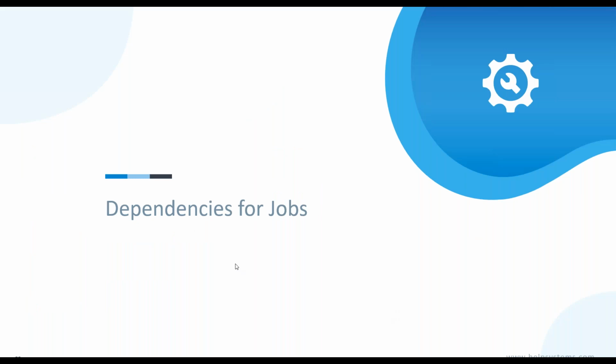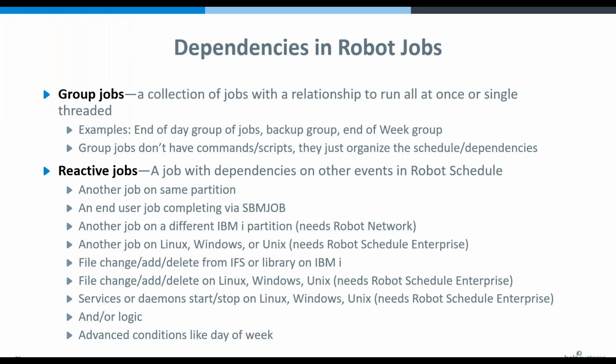Okay. All right. You might have to do the demo, but let's talk about dependencies, because this is a huge part of the product. And in some cases, I think it's a little bit underutilized at some of the customer locations that I do some health checks on. So what can you do with dependencies? There are 2 types of dependency processing inside of Robot Schedule. One is called group jobs, and the other one is called reactive jobs.